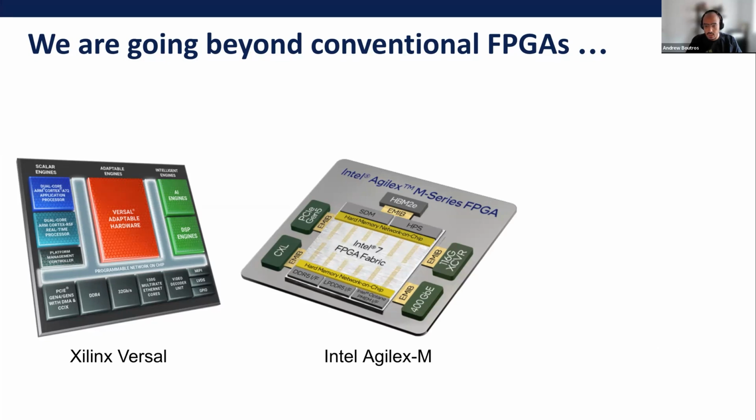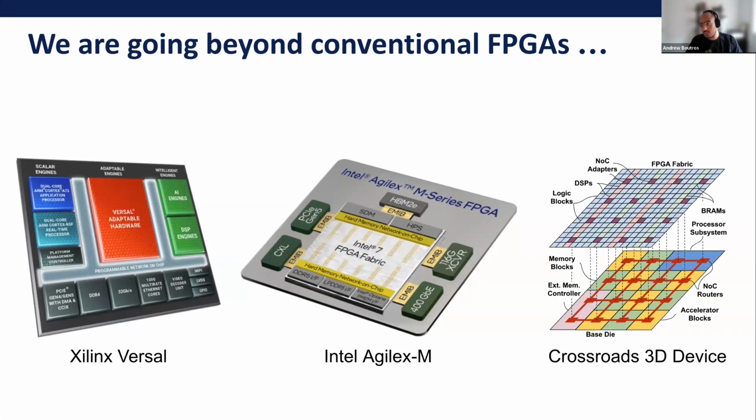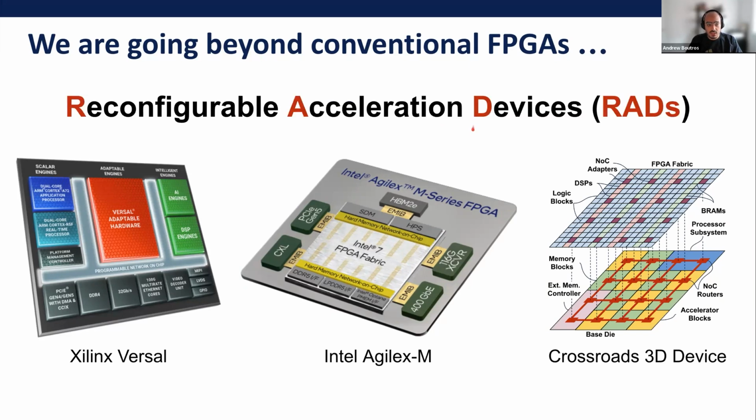And then what we are looking into in the Crossroads Center is something similar to what I'm showing in this figure. It's a 3D integrated device that has an FPGA fabric on top of an ASIC base die, and this ASIC base die can have all sorts of things that you would dream of: network on chip for system level communication, hard accelerator cores, and many more. We call those things reconfigurable acceleration devices, or RADs for short. And that's what I'm going to be talking about in the rest of this presentation.